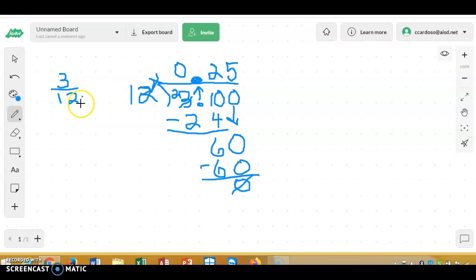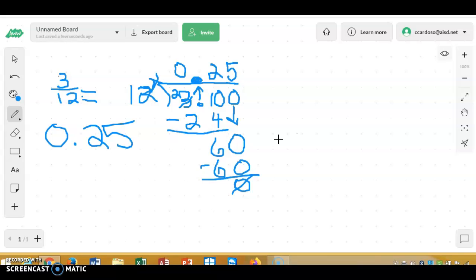So 3/12 is equal to 25 hundredths. Whoa. 25 hundredths. Yay. Awesome. Last one.